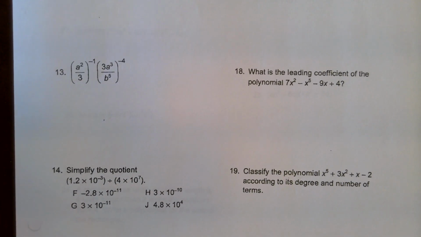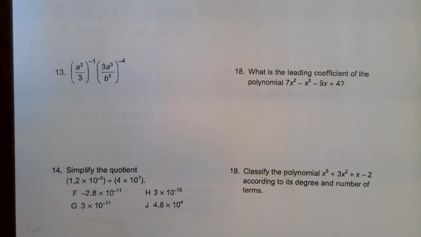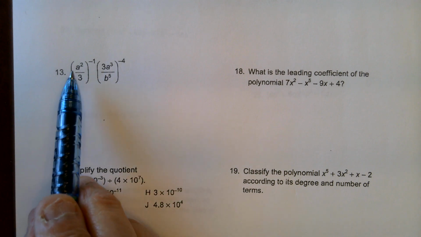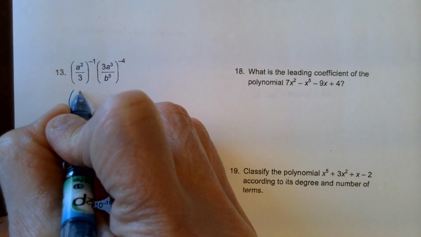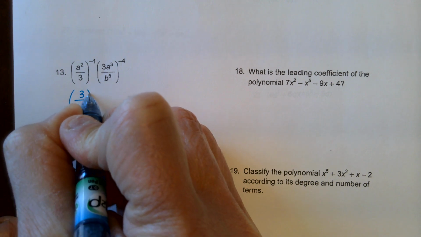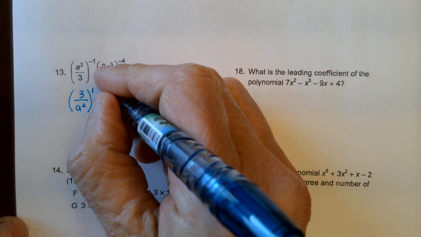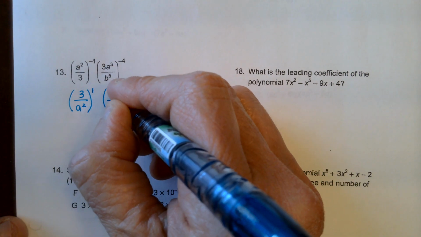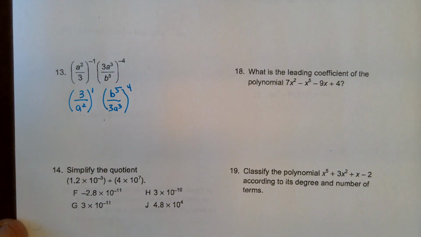13. What sirens should be going off in your head? Those negative exponents. We don't like those, do we? And there are fractions on the inside, and that's okay. We just have to take the reciprocal of them and make this a positive 1. And then we take the reciprocal of this one and make it a positive 4. It literally doesn't go anywhere. You just take the negative out.